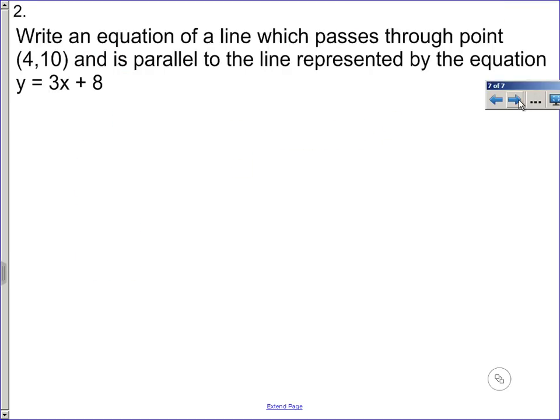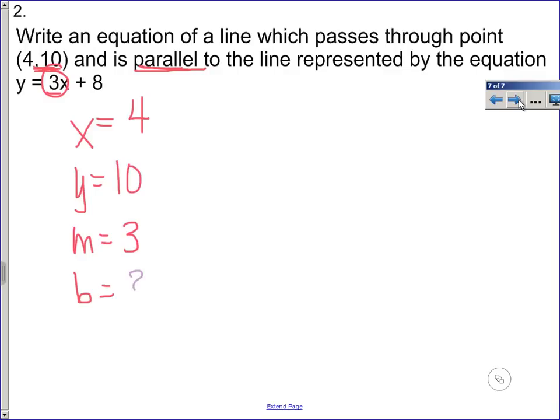Here we have a little bit different information. Write an equation of a line which passes through point 4, 10 and is parallel to a line represented by the equation y equals 3x plus 8. So I will write down what I know. I know that parallel lines have the same slope, so I'm going to put a 3 for m because the slope is the same, 3. I've also been told that the line that I'm writing the equation for goes through 4, 10, so x is 4 and y is 10. What I don't know is my b. So I plug in what I know into my equation.